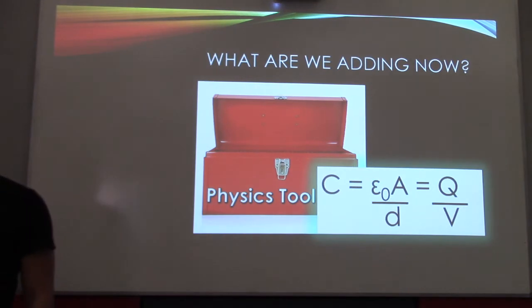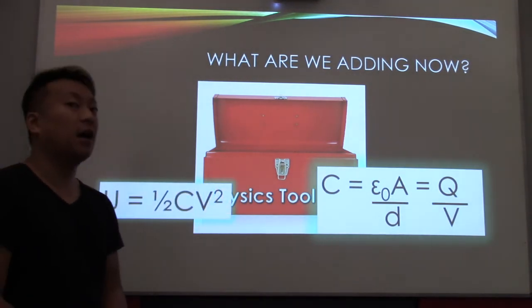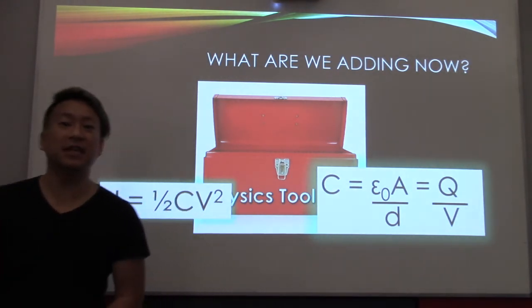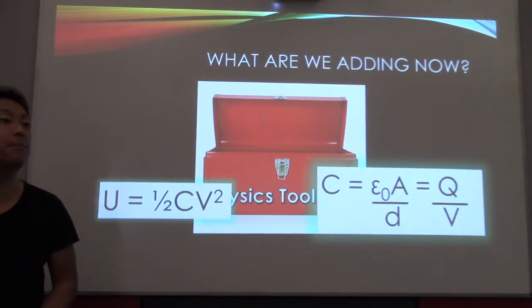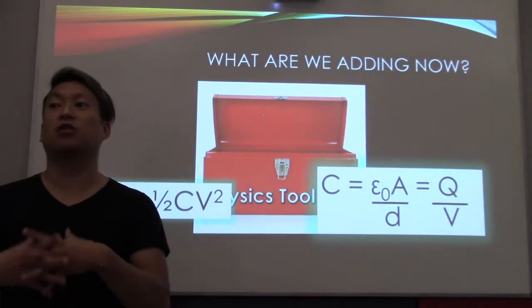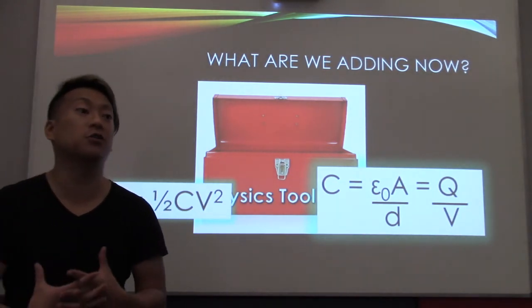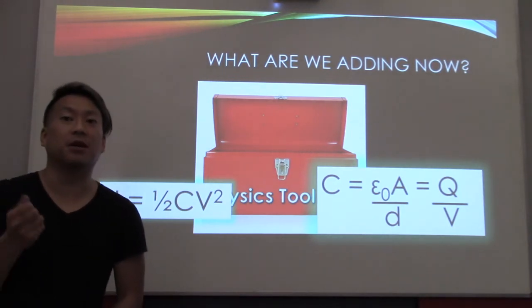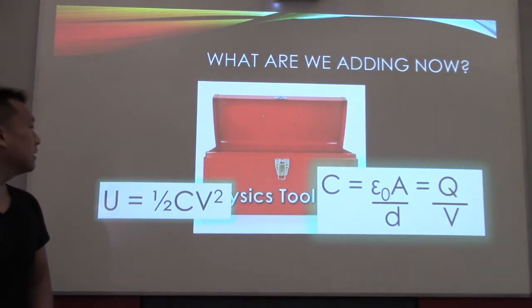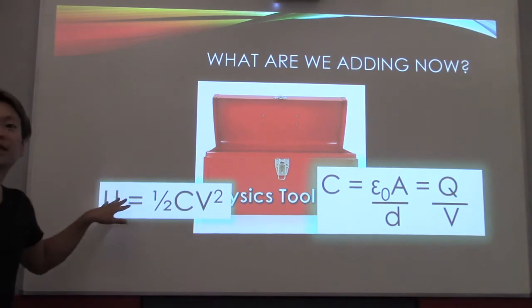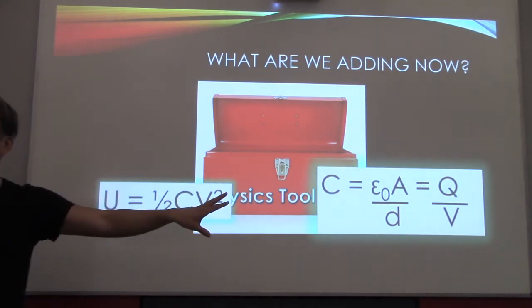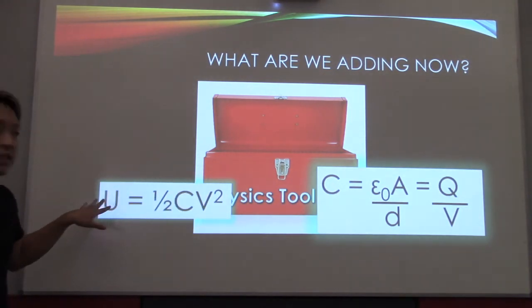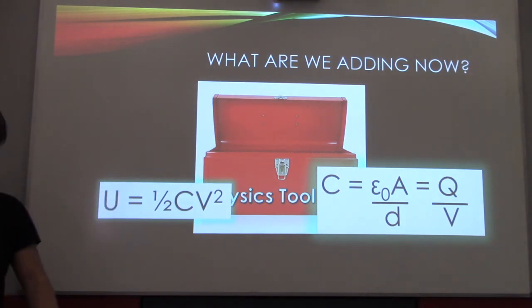There's also another one, which is the potential energy of a capacitor. So C, capital C in this case, is capacitance, the ability to store charge: how much charge is stored on this electrical component called a capacitor. And this is how much energy is stored. So it stores charge, and it also stores energy, and it's given by this equation. We're going to explain these two equations.